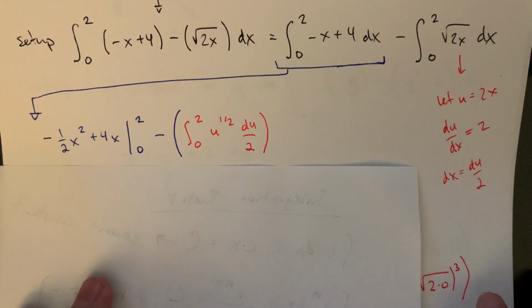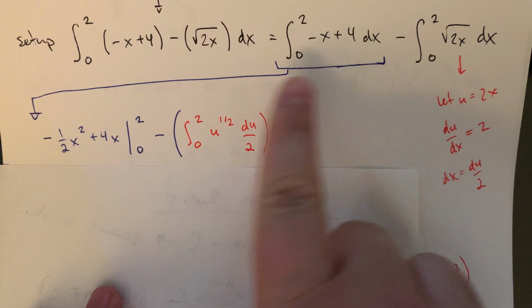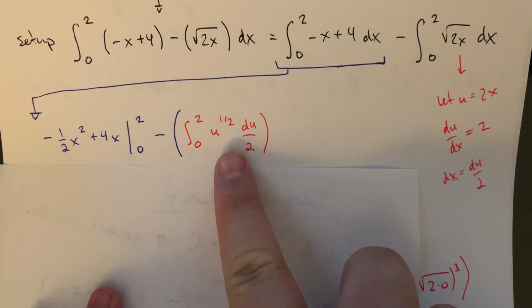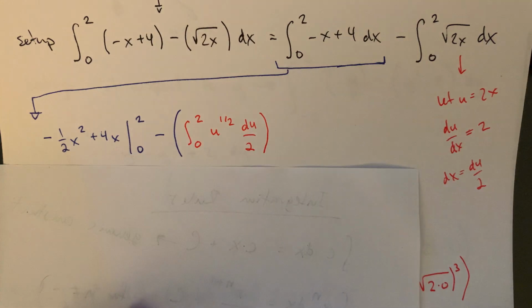That works for doing the area stuff in the different integral anyway. So that's what I'm doing here. I've got the quick antiderivative, right? Negative x plus 4, so negative 1/2 x squared plus 4x. And then this is where I'm starting to do my u substitution.